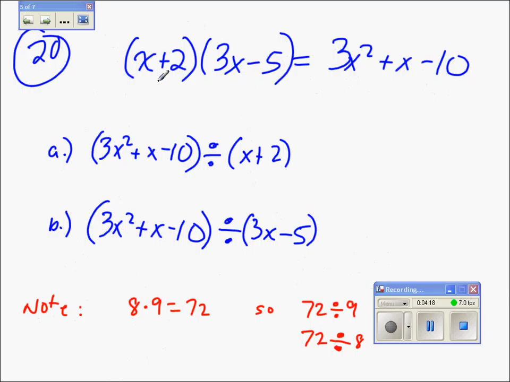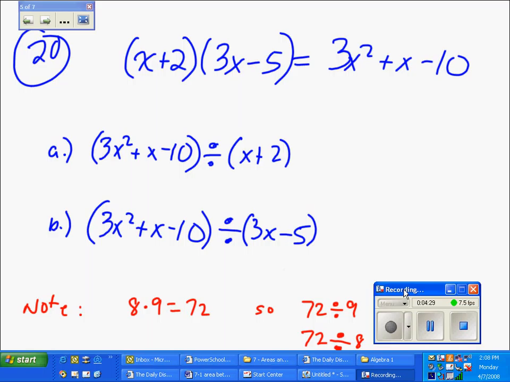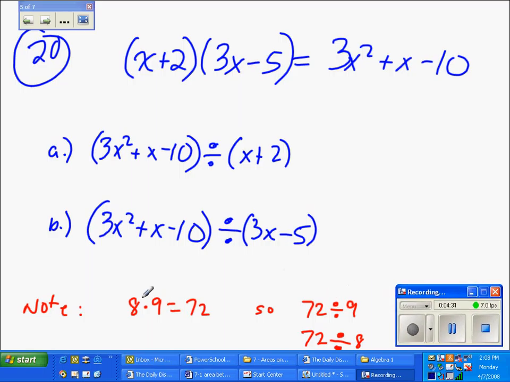Okay, number 20. They ask you to multiply these two things out, and when you do, you'll see that it's 3x squared plus x minus 10. Then they ask you these two questions. Before we do that, though, I just want to do a small thing off to the side here. Just looking at red for a second.